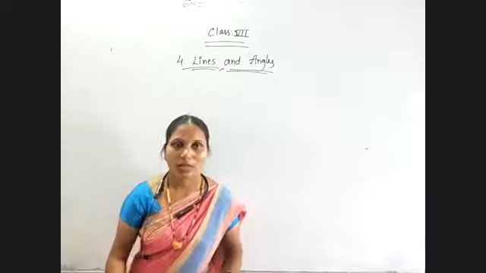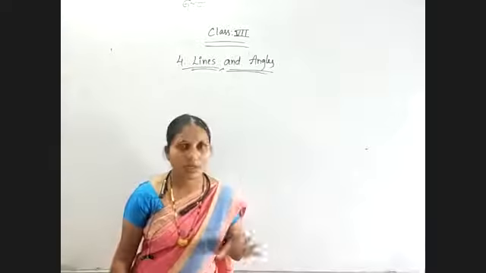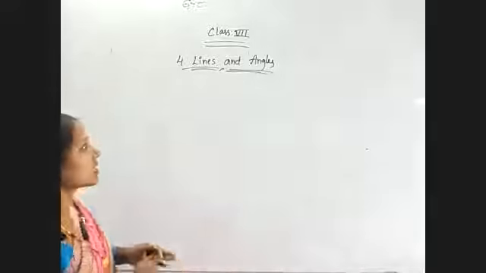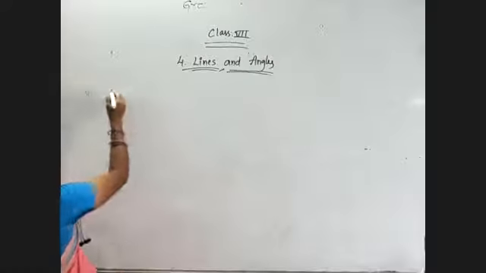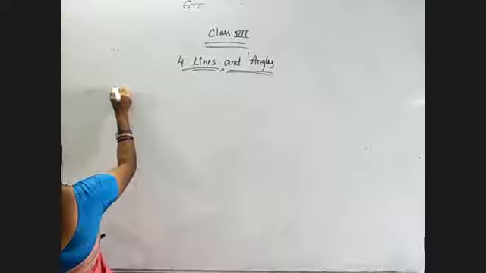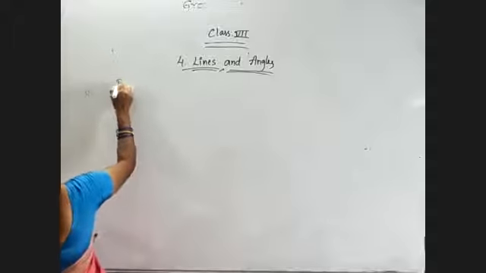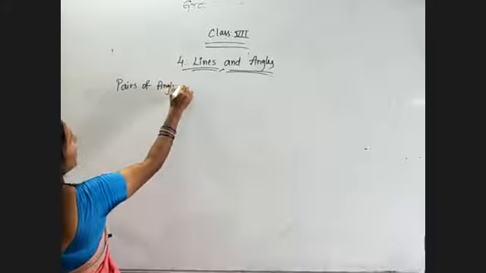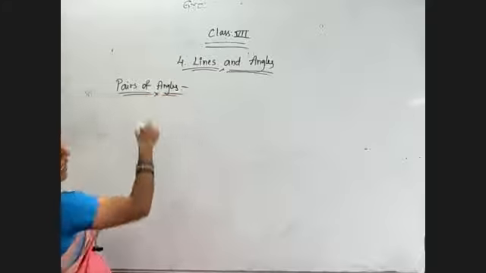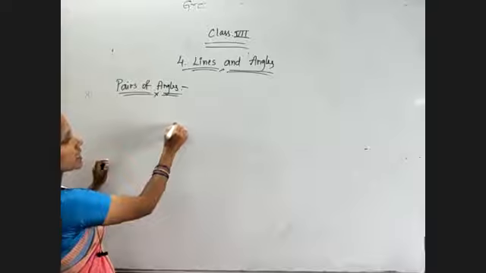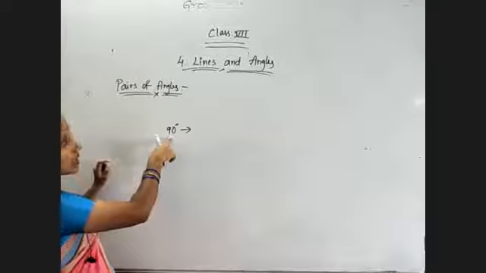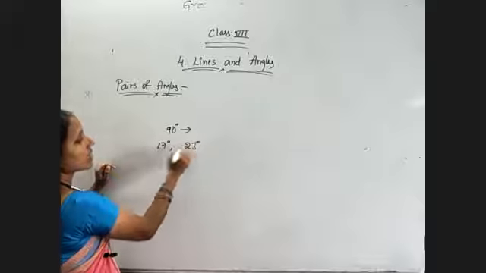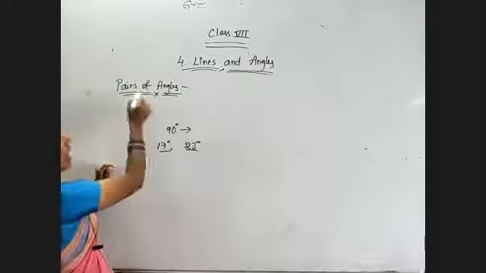Now some more extra information about lines and angles we are going to learn in this chapter, and these are very, very important. Now observe, I'm going to tell about pairs of angles, different types of angles, but here we will take pairs, meaning not only one angle. For suppose 90 degrees is a right angle, but I'm not going to check a 90 degrees angle. I'm taking two angles, 17 degrees and 23 degrees. Like this I'm taking two angles. So, pair of angles.